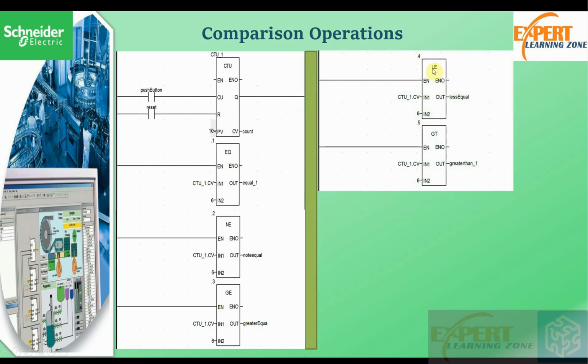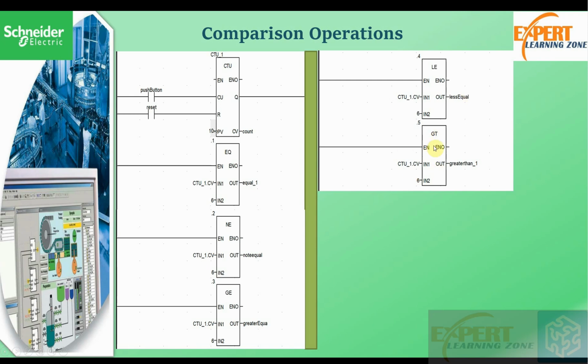Next we shall see is the less than or equal to. It is a direct opposite of the greater than or equal to. So when the current counter value is less than or equal to 6, then this logic goes high. This logic is set to the logic 1 state.